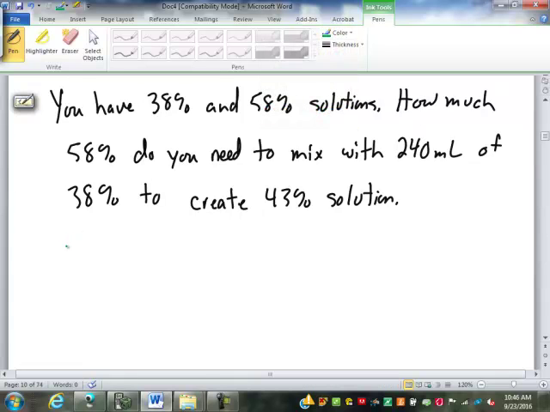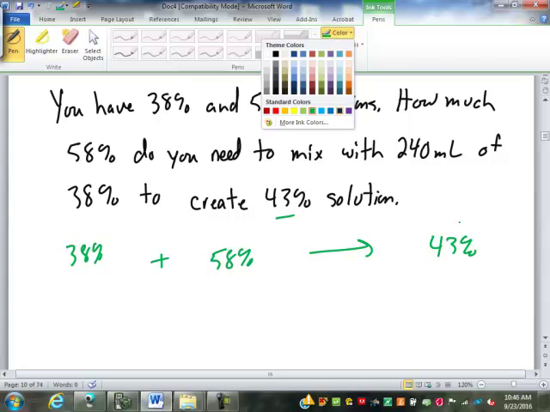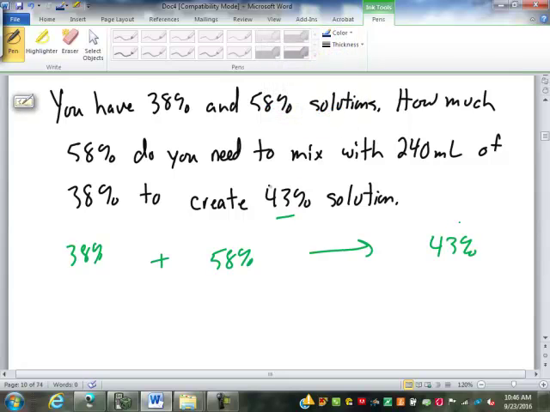So our two ingredients, we're going to combine. So we have the 38% and we have 58% being mixed together. And we're hoping to get a result of 43%. So now our volume, we're given 240 milliliters of the 38%. So we'll let x be the volume of the 58%. So 240 plus x, or x plus 240, it doesn't matter. I tend to think better with the variable first.